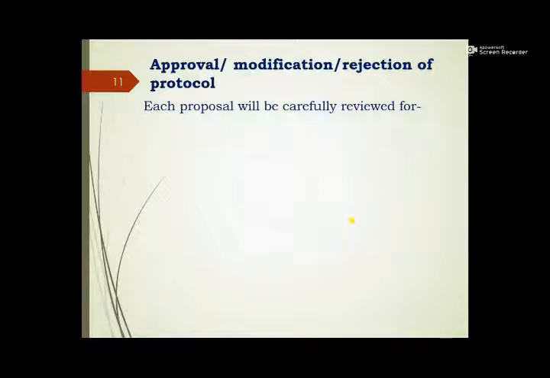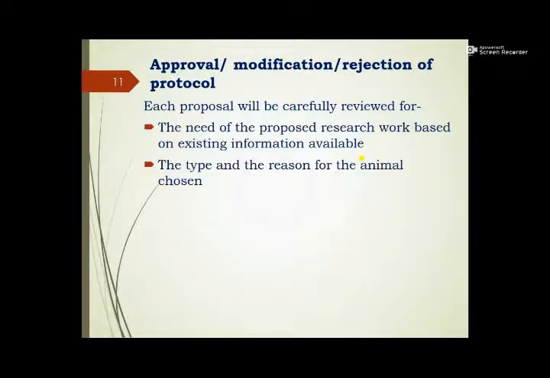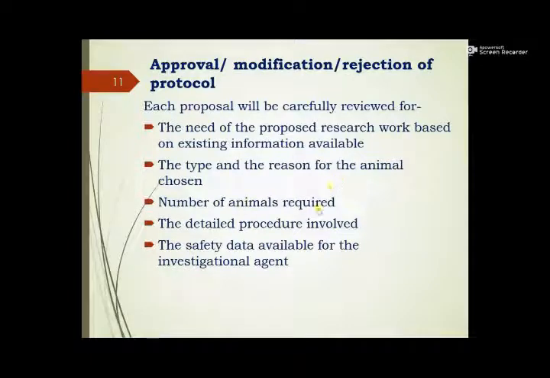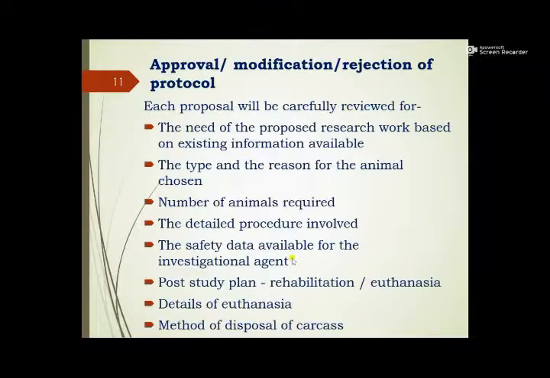Now, the third step is approval, modification, rejection of protocol. In this, each proposal will be carefully reviewed for the need of the proposed research work based on existing information available, the type and the reason for the animal chosen, the number of animals required, detailed procedure involved, safety data available for the investigational agent, and post study plan and detail of euthanasia and method of disposal of carcass.